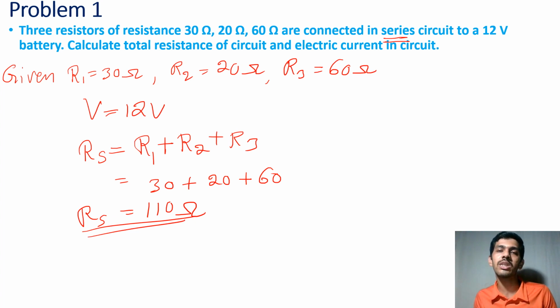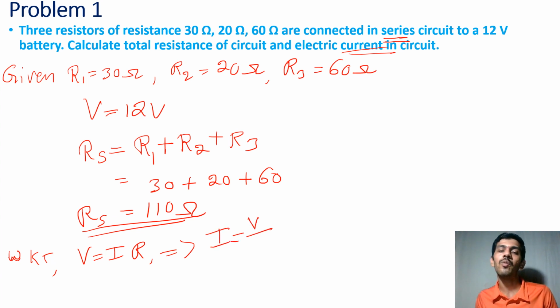Then one more question asked is to calculate the total resistance that we have found out, which is equal to 110 ohm of the circuit, and the electric current in the circuit. The electric current in the circuit we need to find out. We know from Ohm's law, that is V is equal to IR, or in other words I can write, we need I, right? So I is equal to V by R.